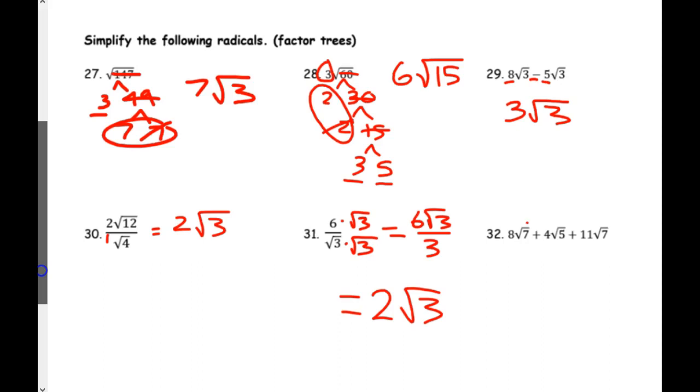Square root of 7 and square root of 7 are the only ones that can add. 8 plus 11 is 19. The square root stays the same. The different square root comes down next to it. Plus 4 square root of 5. Okay, you can only combine like terms.